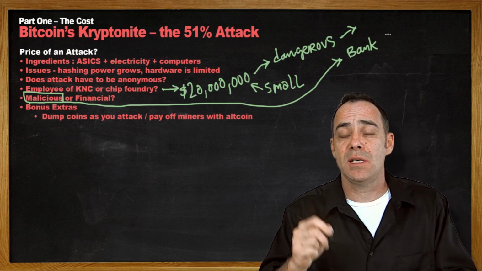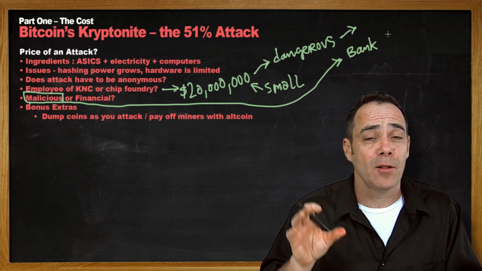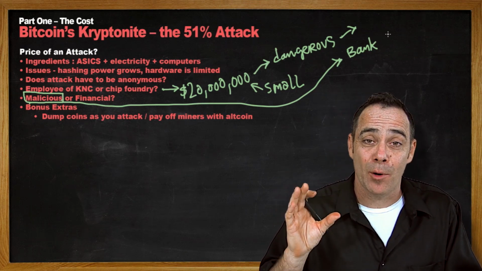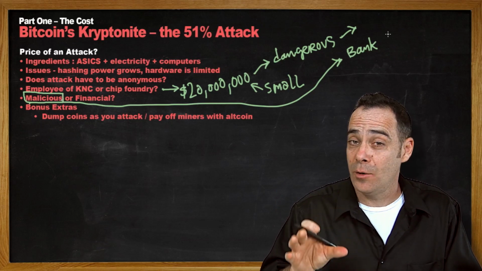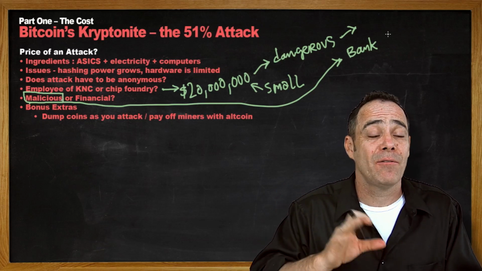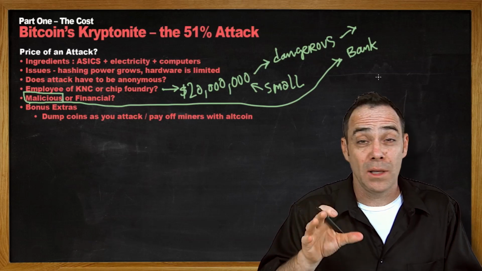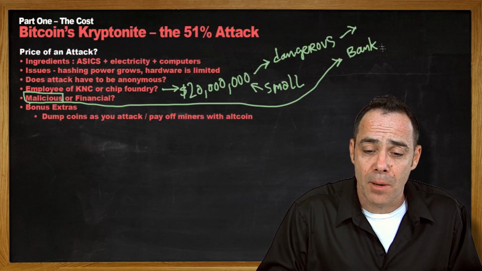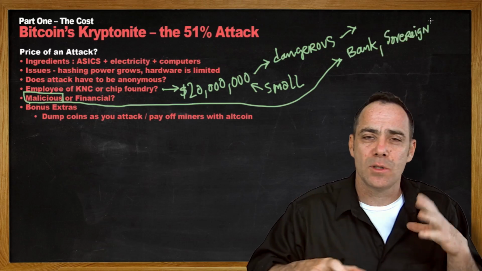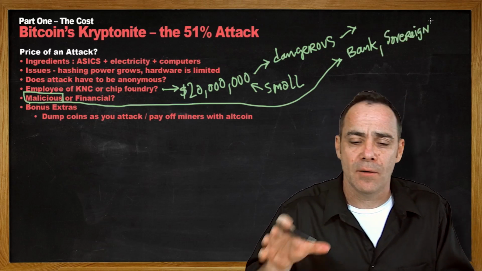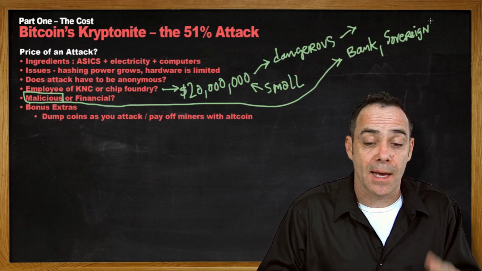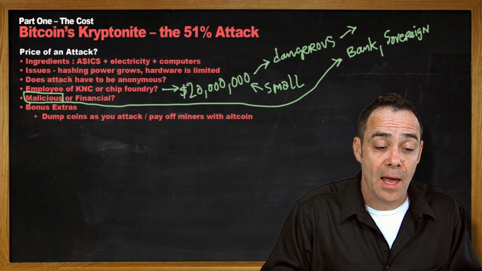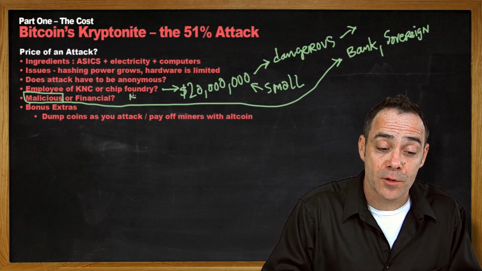Remember, HSBC paid $1.9 billion just in fines in December. So $20 million, $100 million, $200 million, $500 million is really not that big a deal to the banking industry, certainly if they were going to get together. But people talk about a sovereign, like a country that feels like their financial power is going to be evaporated by Bitcoin, running this attack. And some of these sovereigns may have access or even control of chip foundries.